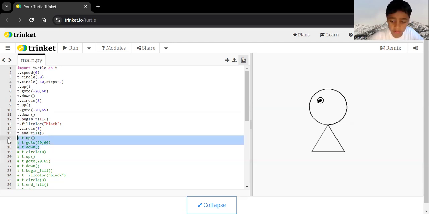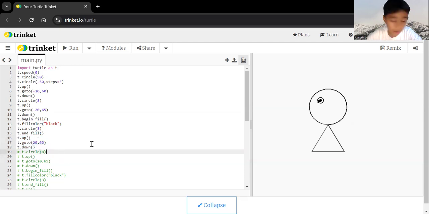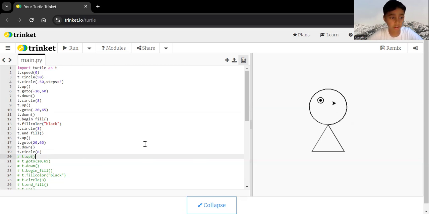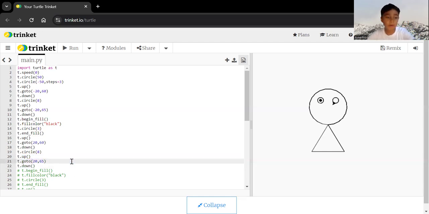Now, this goto function is going to be for the other eye, which will be here. The y-axis is the same, but the x-axis has to be different because it's positive, not negative. When that happens, you just find the opposite. So t.circle(8), and goto 65 because it's the opposite. Now it's going to be here, making that black dot pupil. See my pen is over there.